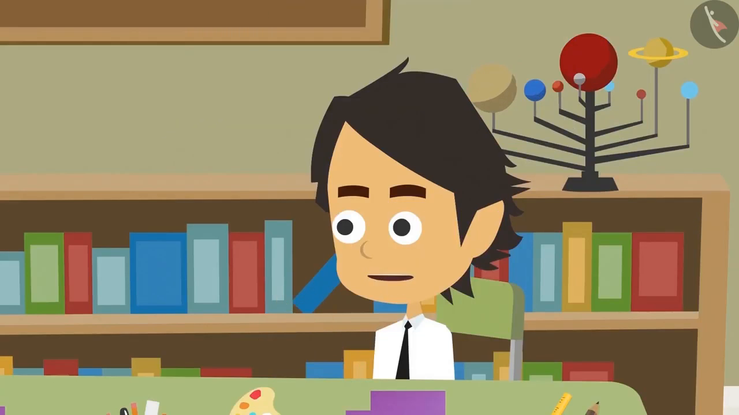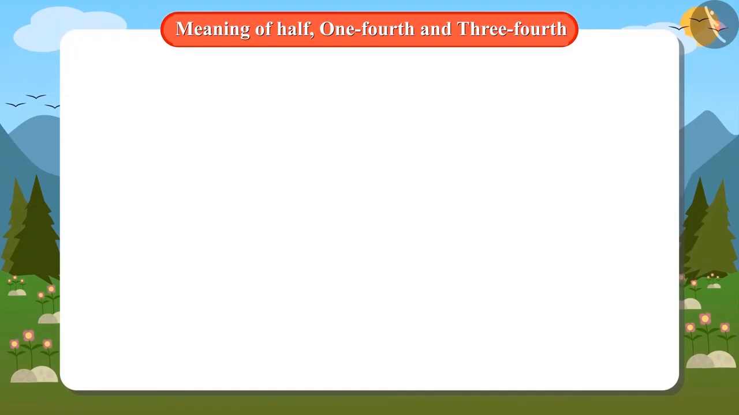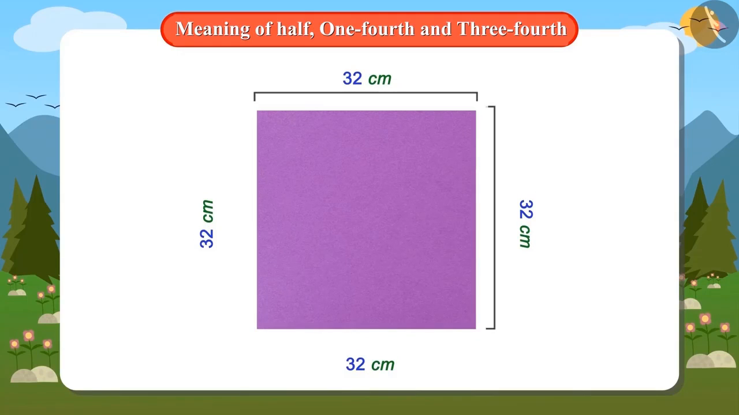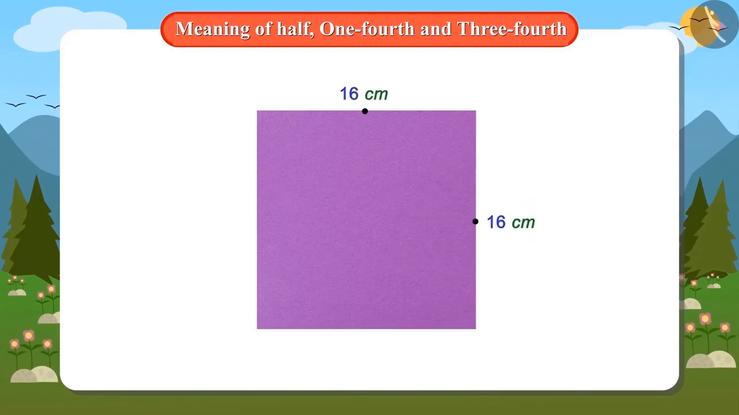Look, 1/4 means half of half. So I first measured this cardboard from all the sides. All the sides are 32 centimeters. Then I marked half on the top and right sides. That is 16 centimeters. After that, I marked half of the half, that is 8 centimeters. In this way, I came to know that both sides of the quarter of the cardboard would measure 8 centimeters. So I cut a piece of cardboard of 8 centimeters length and width and gave it to you.